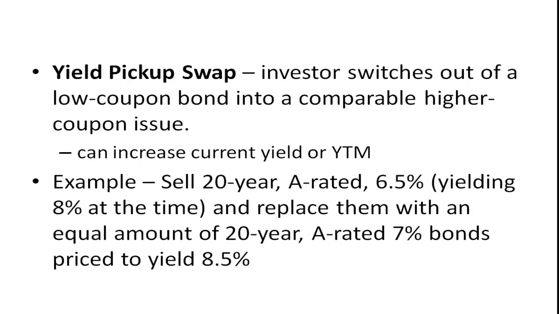Now, in a yield pickup swap, an investor switches out a low coupon bond into a comparable higher coupon issue. Okay? This can increase current yield or yield to maturity. So, for example, you sell a 20-year A-rated 6.5% bond yielding 8% at the time, and replace them with an equal amount of 20-year A-rated 7% bonds priced to yield 8.5%.